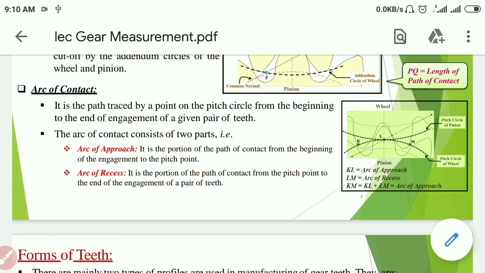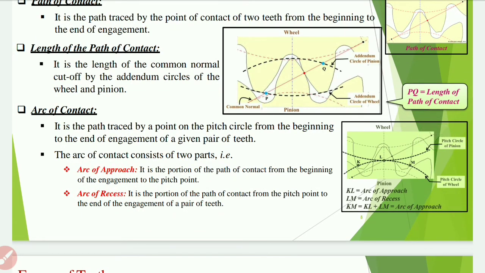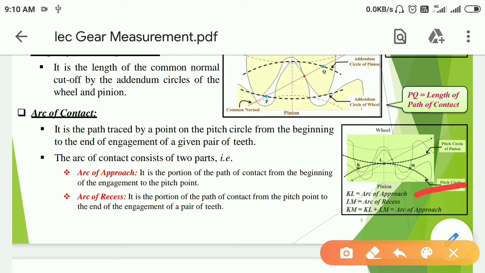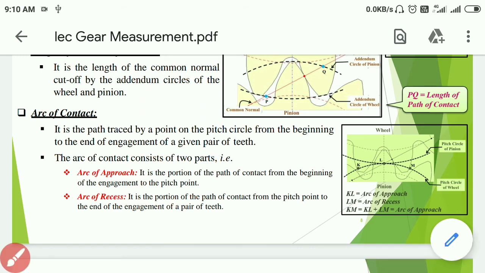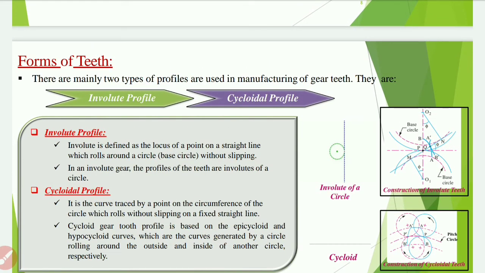Here when the gear meshes, the contact is known as arc of approach, and when it leaves the contact it is known as arc of recess, which is shown in figure here. Next is forms of teeth. There are mainly two types of profiles used in manufacturing of gear teeth. They are involute profile and cycloidal profile.